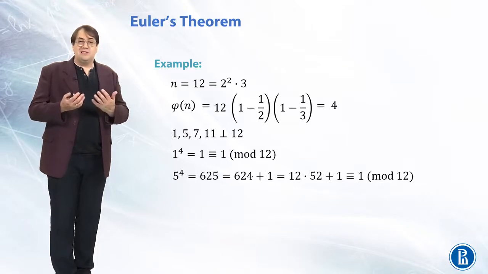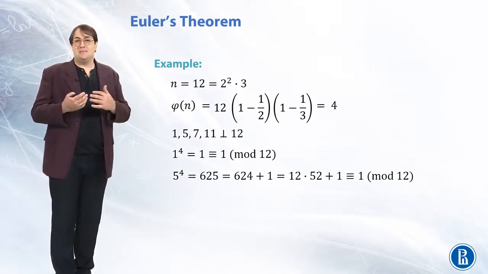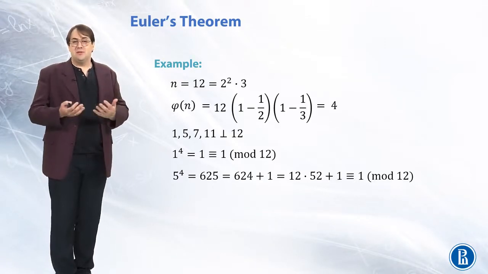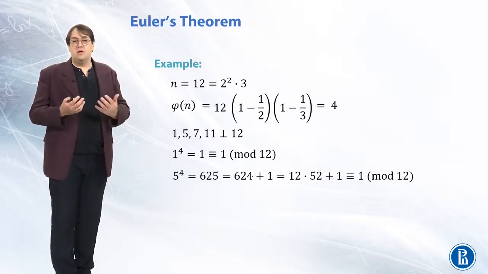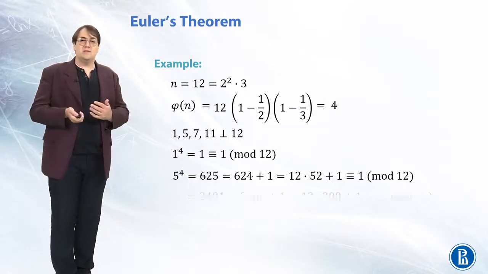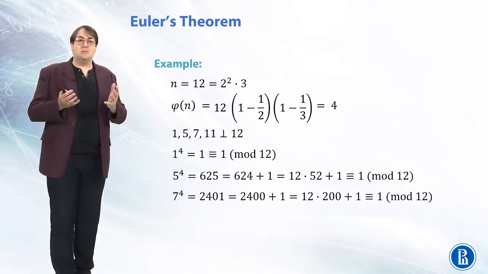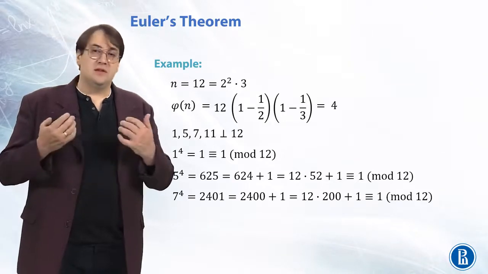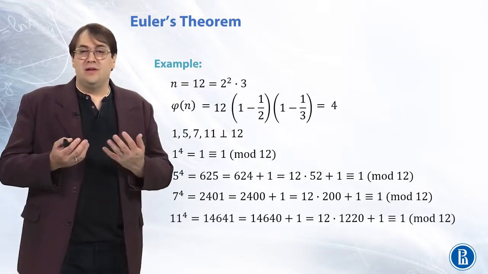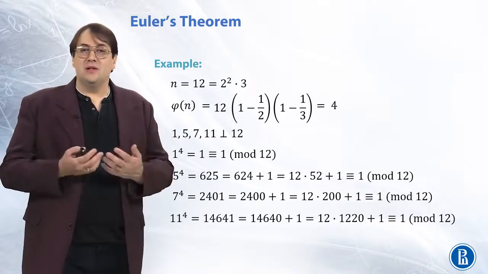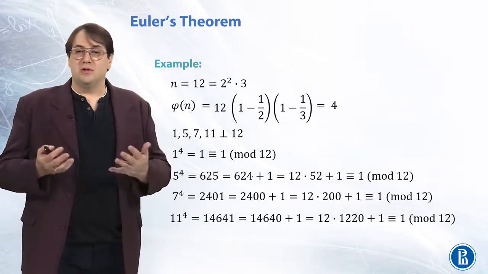5 to the power of 4 is 624 plus 1, and fortunately, or expectedly, 624 is divisible by 12. So 5 to the power of 4 is congruent to 1 modulo 12. 7 to the power of 4, we once again see that it is something divisible by 12 plus 1, so it is also congruent to 1 modulo 12. And finally, 11 to the power of 4, well, the same thing. It also satisfies Euler's theorem and is also congruent to 1 modulo 12.